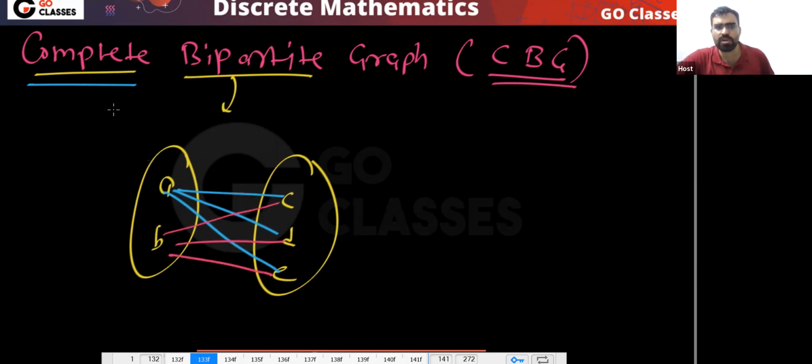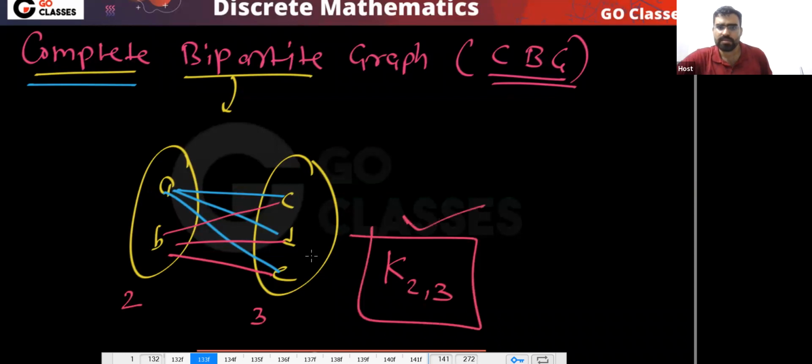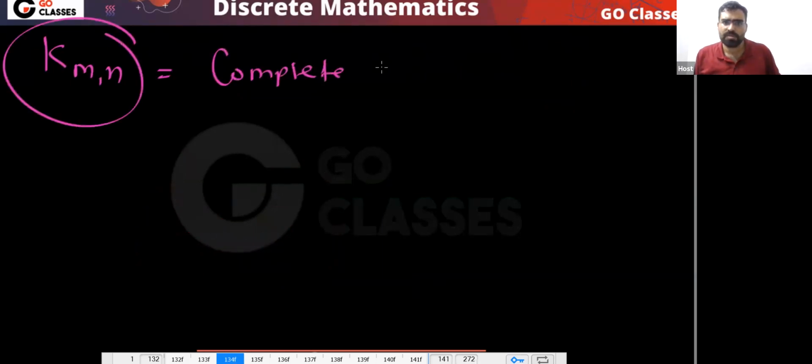This type of graph is called a complete bipartite graph. We write it like this. There are two vertices here, three vertices here, so we write it K2,3. This is your complete bipartite graph. Remember, this would be bipartite and every vertex of this part should be adjacent to every vertex of this part. Is this clear? What is a complete bipartite graph? This is K m,n. K m,n means this is a complete bipartite graph.